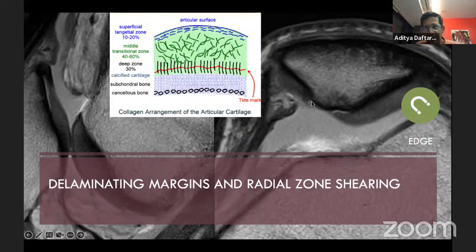Here you can see a cartilage defect in the patella, and this is the radial zone shearing on this side. So when you put a scope in here, you see bald cartilage, and when you flow some fluid in here, you'll see this cartilage flapping out as well. And you can see this on the sagittal image, how this is actually the entire delaminating flap craniocaudally.